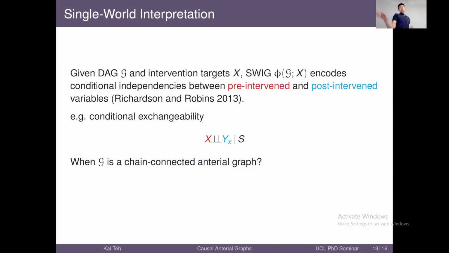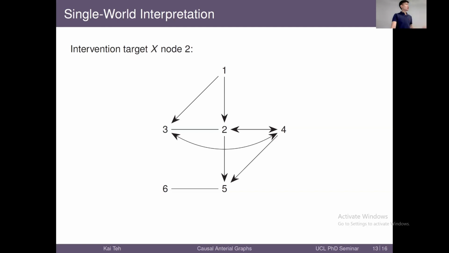A lot of causal assumptions are of this form, where it's a conditional independence between pre-intervene and post-intervene variables. In the case of a DAG G, we can represent these conditional independencies using what we did at the start of the talk, the whole fancy graph magic thing. We can do that when it's a DAG. The question here is, can we do that when we have a chain-connected anterior graph instead? The answer is yes. Here's an example of a chain-connected anterior graph, and we want to intervene on node 2.